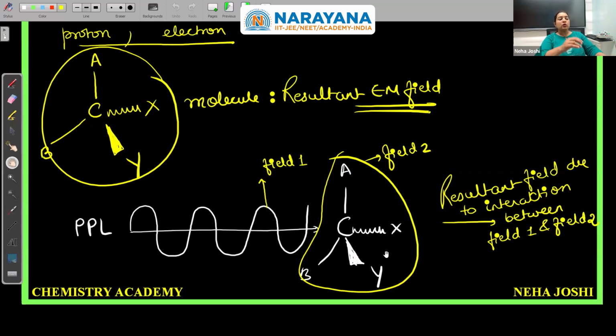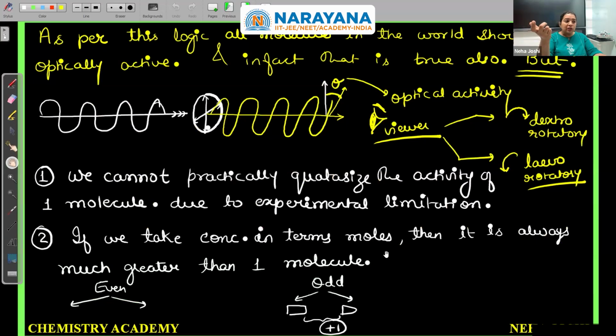But what happens actually is one molecule's optical activity is so very small that it cannot be calculated, understood, or measured by the instruments that we use. There is always some minimum count of an instrument. That value is beyond our scope. So we always talk in terms of moles, not in one molecule. One molecule is not something that I can have for an experiment. That is only ideally on paper I can talk of. So when I talk of more than one molecule, then we start talking of asymmetry.